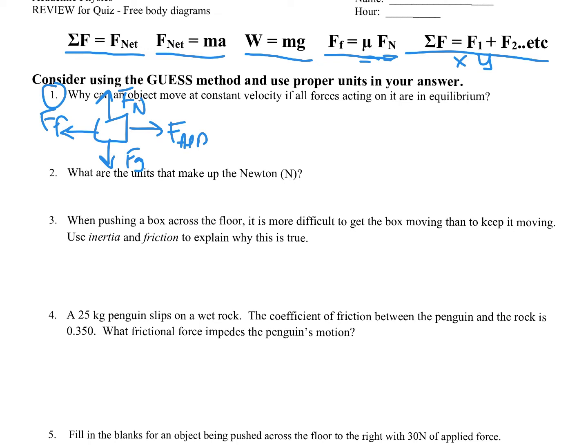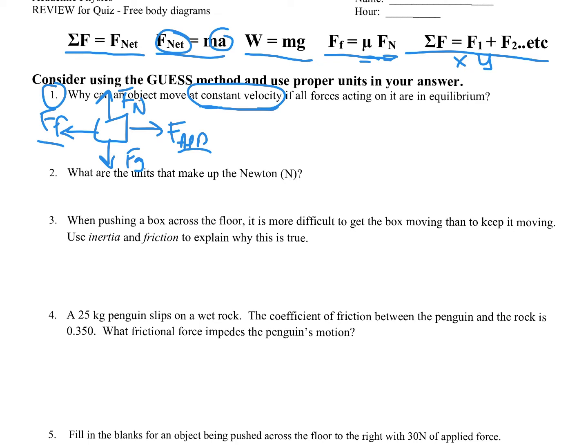So a lot of people think, well, if everything cancels out, shouldn't you be not moving? But that's not true. There's no net force, so we know there would be no acceleration if there's no net force. However, you can still be moving in constant velocity because of inertia. If the object was already moving and then the applied force simply cancels out the force of friction, you can move at a constant velocity.